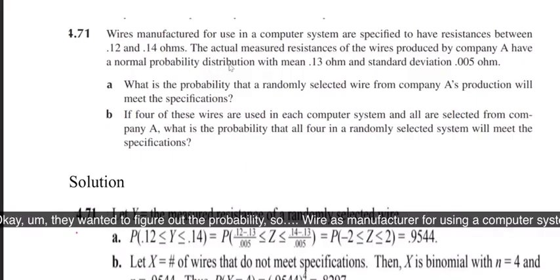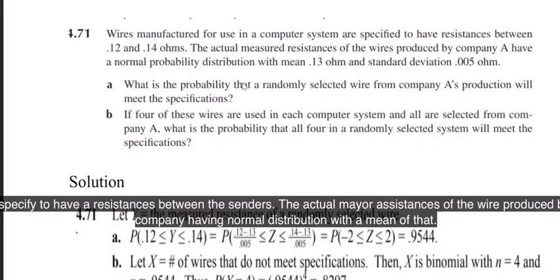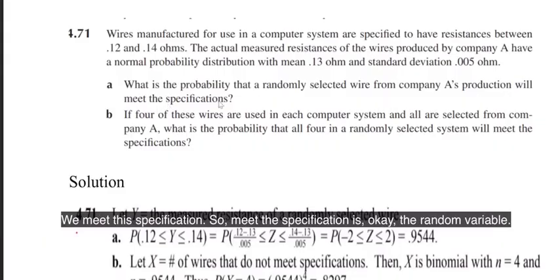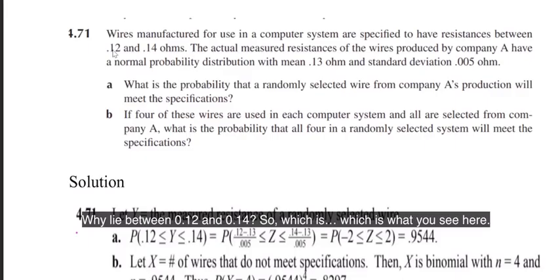Okay, they wanted to figure out the probability. So wires manufactured for use in a computer system are specified to have resistances between this and that. The actual measured resistances of the wire produced by a company have a normal distribution with a mean of that and a standard deviation of that. What is the probability that a randomly selected wire from the production will meet this specification? So meeting the specification is okay: the random variable Y lies between 0.12 and 0.14.